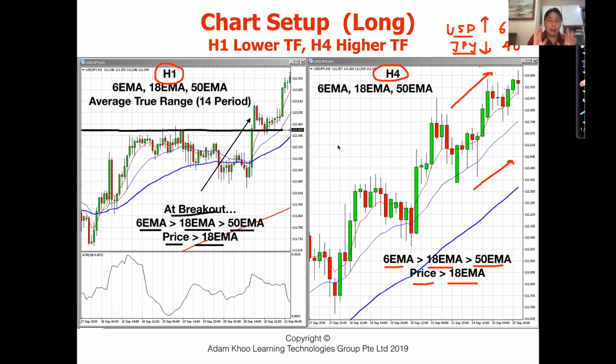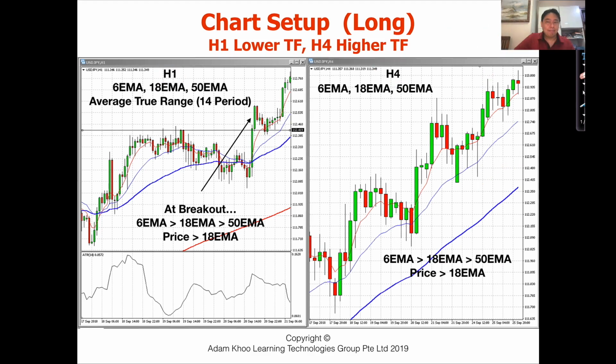When you first look at the charts, the H4 has to already be aligned. Okay, which means the 6 above 18, 18 above 50, price above 18. It already has to be aligned. But on the lower time frame, it may not be aligned yet because you're waiting for the setup, which may not have occurred yet. Okay, so you're waiting for that breakout. So you could be waiting for an hour, 2 hours, and the moment it breaks out, then you would see that sequence of 6 above 18, 18 above 50, and price above 18.